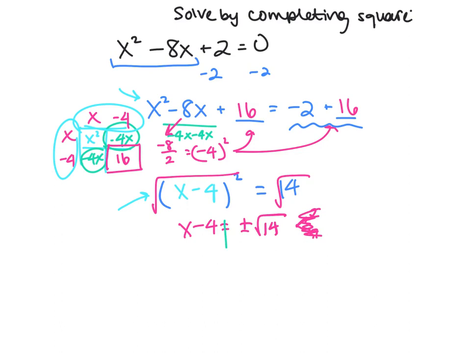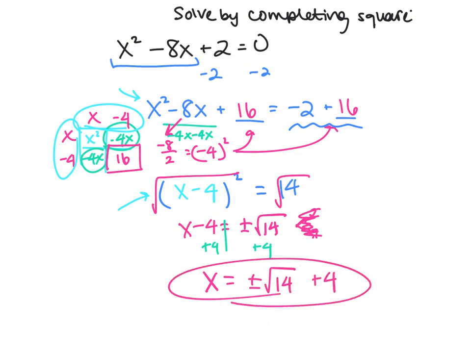All we need to do is add our 4 to the other side. So we have x equals plus or minus the square root of 14 plus 4. So for this quiz today, you're going to be keeping your answers in simplest radical form, similar to that. Make sure if the radical can simplify, you do that.